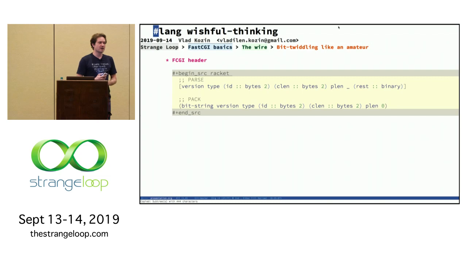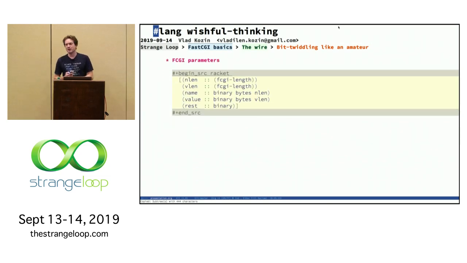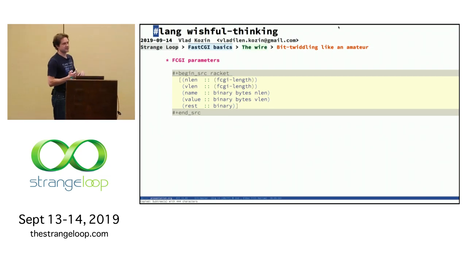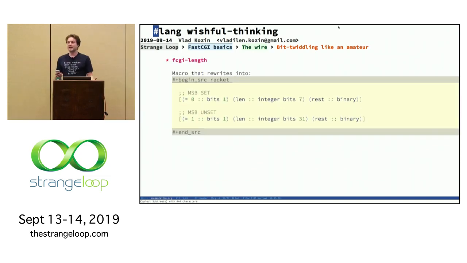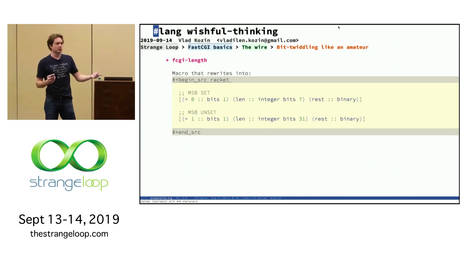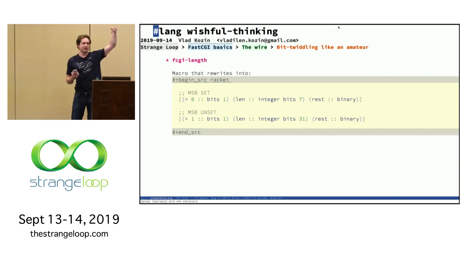That's all it takes to parse and pack FastCGI headers. That's all it takes to parse parameters. Now, there is one thing that stands out, which is obviously not part of bit-syntax, that FCGI length there. That's a custom pattern, so my extension to the language. It's just a matter of writing a small macro whose essence is in these two cases. I told you, you need to look at the most significant bit. Look at that very first pattern. It's kind of obvious what I'm doing.